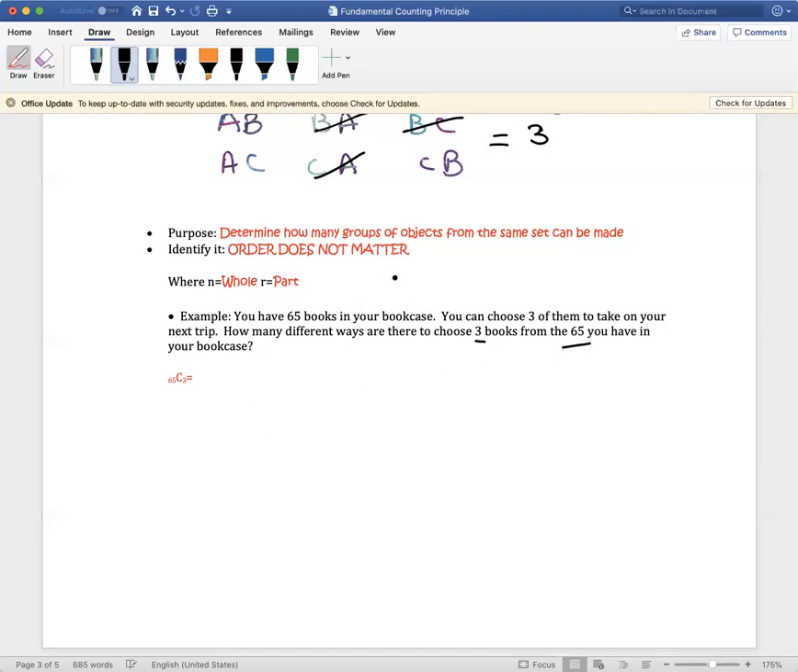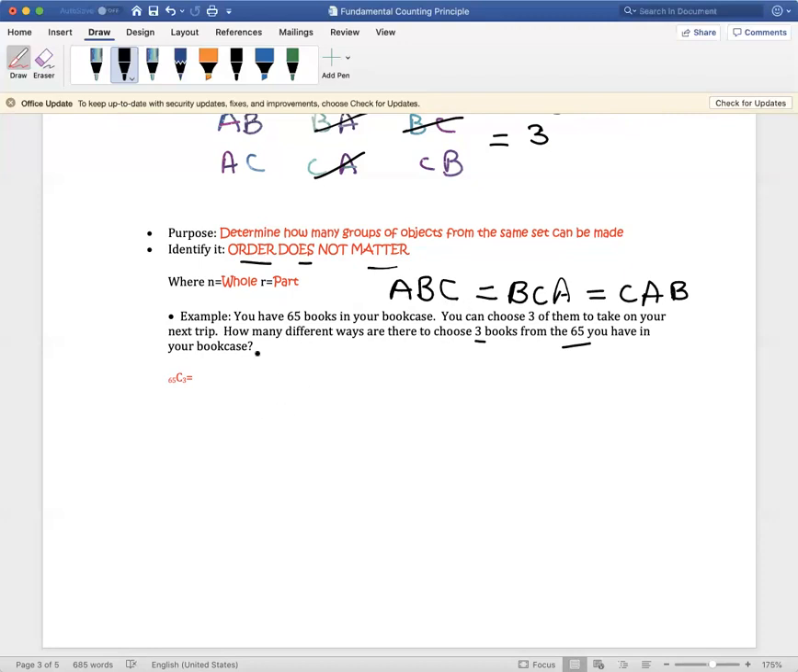Now, I want to make sure that you understand this. If you choose 3 books, and if the books you choose are A, B, C, even if you choose the books in a different order, B, C, A, or C, A, B, you're still choosing the same 3 books. That's what we talk about when we say that order doesn't matter. These are all considered the same because I'm still choosing the same group of 3 books. The order in which we choose them is unimportant. That's why this is a combination and not a permutation.